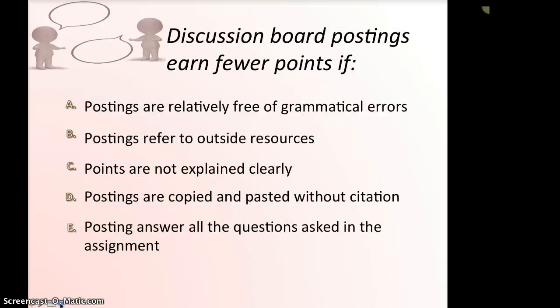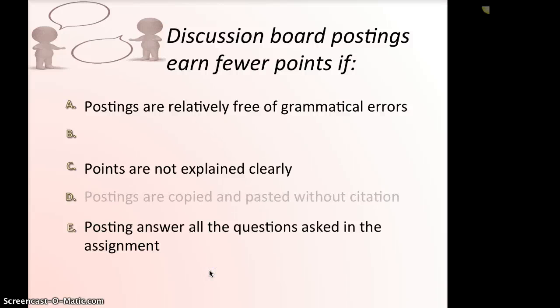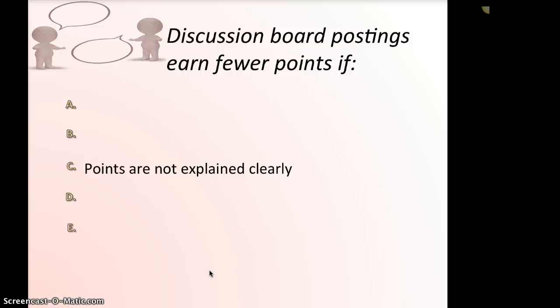So, question to you. Discussion board postings earn fewer points if A, postings are relatively free of grammatical errors, B, postings refer to outside resources, C, points are not explained clearly, D, postings are copied and pasted without citation, and E, postings answer all the questions asked in the assignment. So fewer points, which thing would result in fewer points? Give you 10 seconds here. And the correct answer is C.